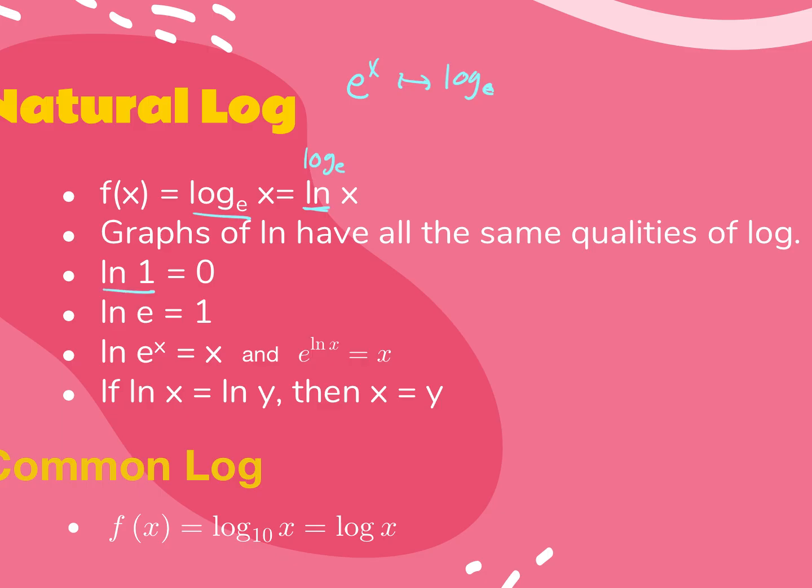So for example, ln of 1 is going to equal 0. ln of e is the same as 1, just because e to the first is e. If I have ln of e to the x, that's going to equal x just because they cancel each other out. Similarly, e and ln cancel out, so then you get x equals x. And then, of course, you can do the 1-to-1 property. The ln's can cancel out if I have the ln on both sides, and then you get x equals y.